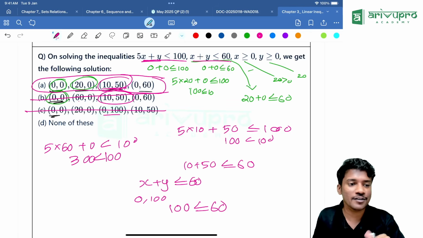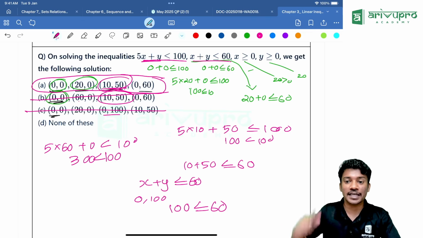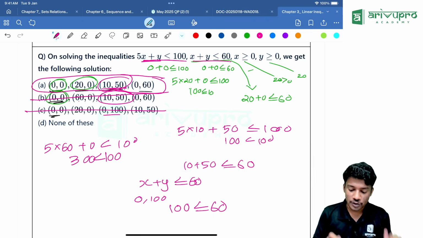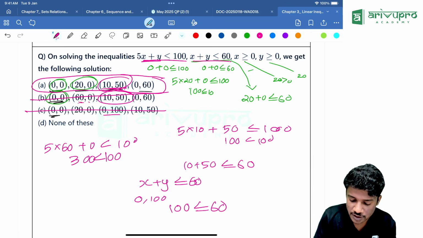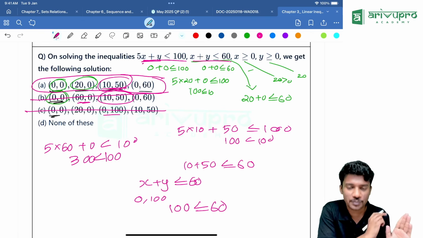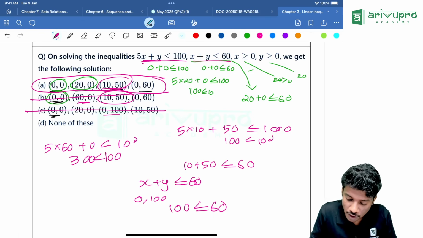Now, from the exam point of view, you will not check whichever is correct. We will only check whichever is not correct. In the exam time, what will we do? We will check whichever is not correct. So first we take 60, 0 and check with the first equation. It is not satisfying. That means option B is wrong.